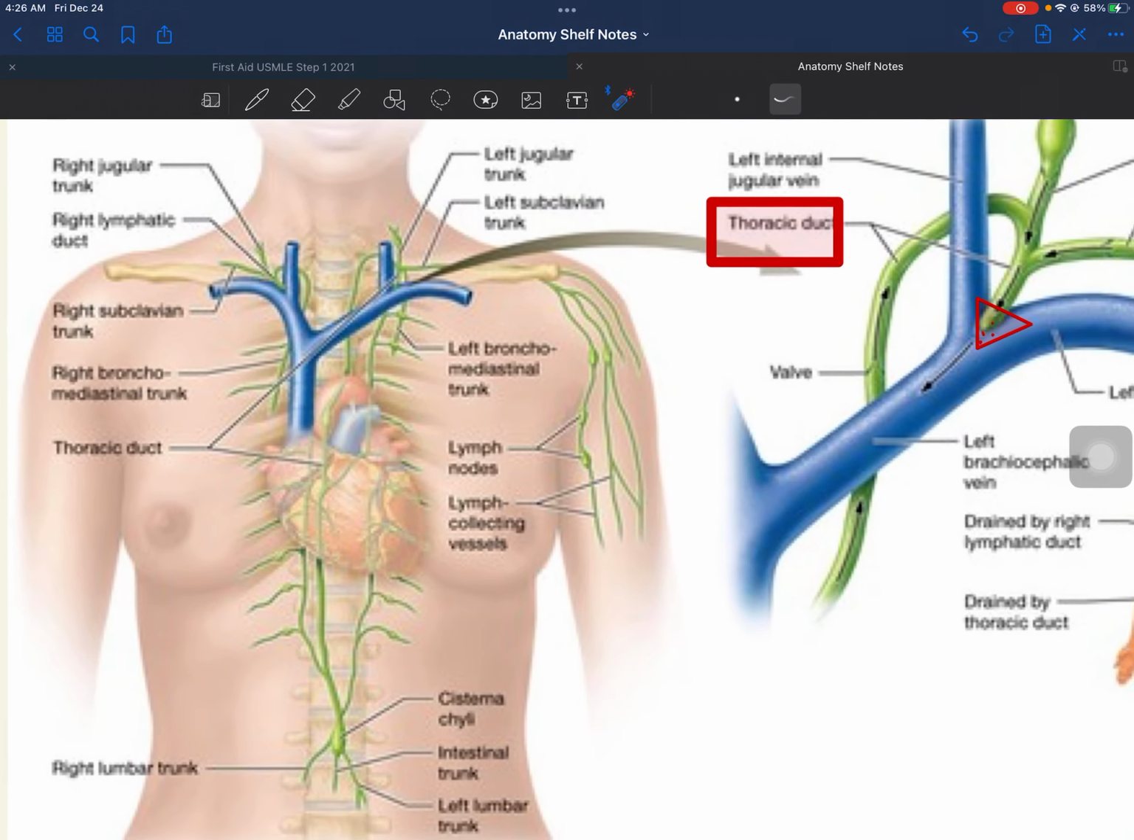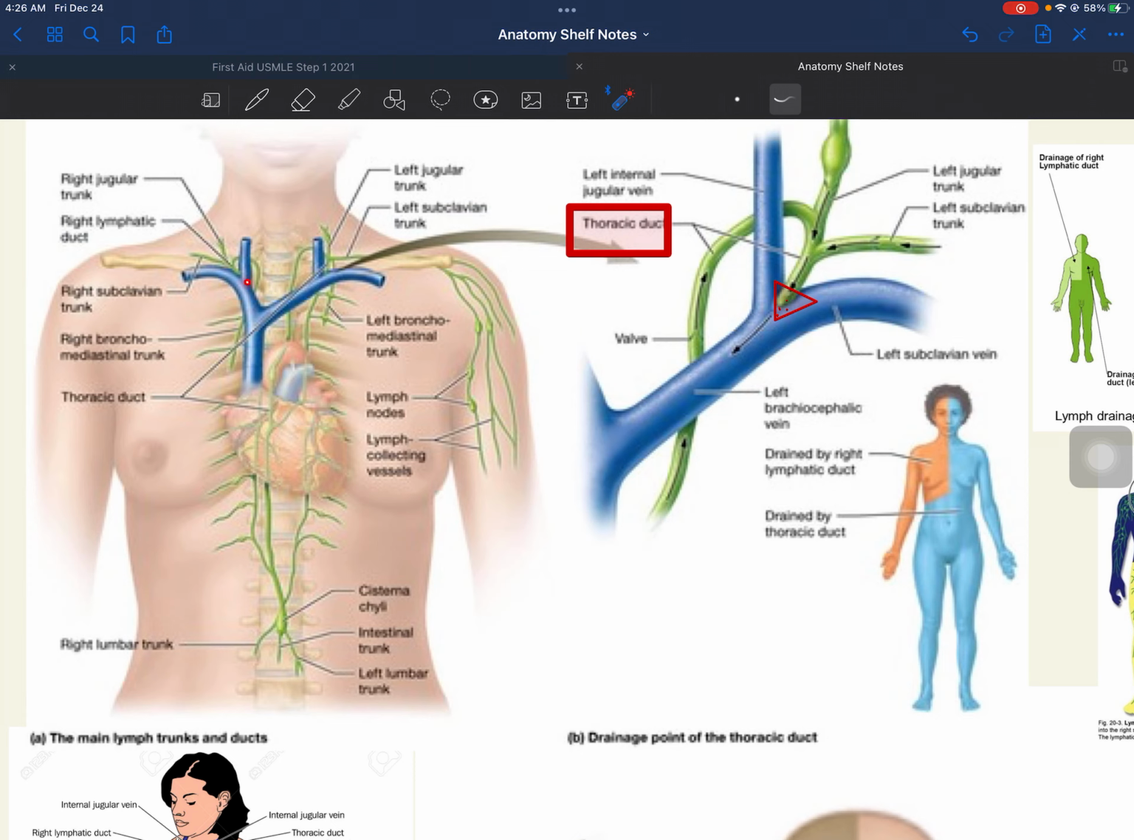This will happen on the other side too, but on the other side it's going to be the right lymphatic duct. The right lymphatic duct is going to do the same thing, but this is the thoracic duct. The thoracic duct is on the left. Here, this is the right lymphatic duct. That is the difference between both of them. They are going to drain in the same area.